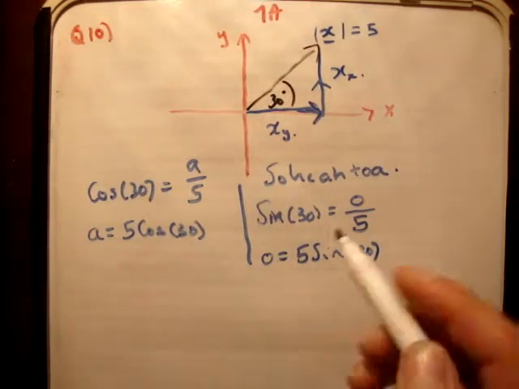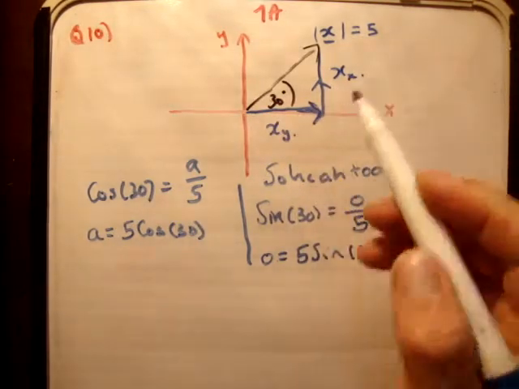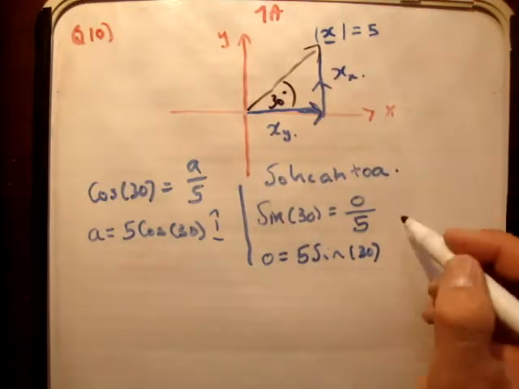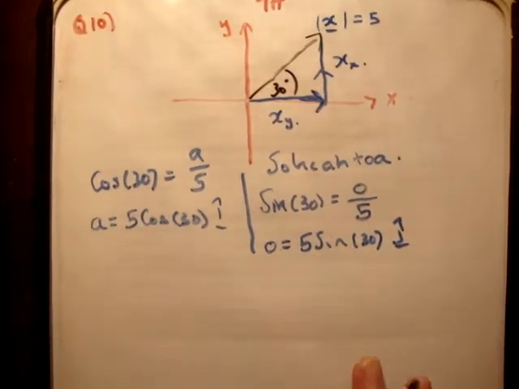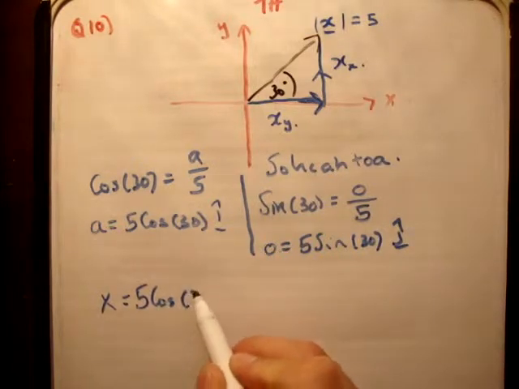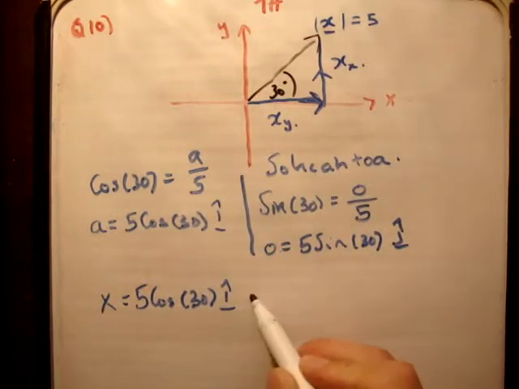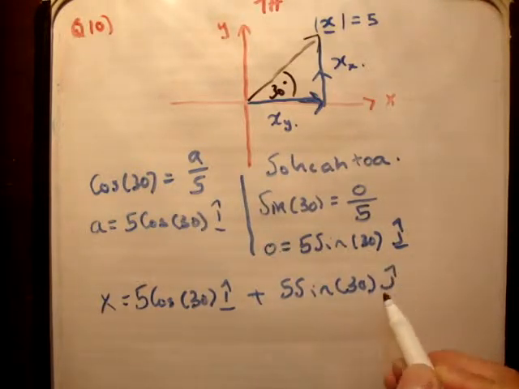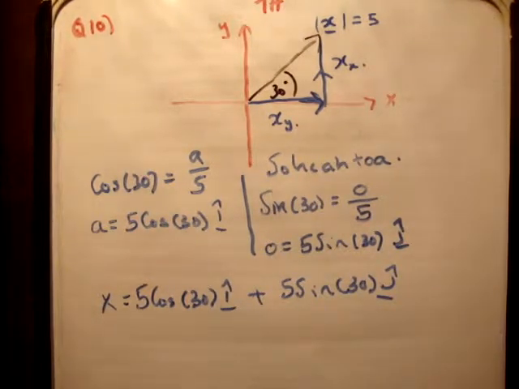Now this adjacent is along here, it's in the i hat direction, and the opposite is in this direction, so it's in the j hat direction. And as a result you can say that x is equal to 5 cos 30 i hat plus 5 sine 30 j hat. Now an important thing here is to know why I'm able to say plus, and the reason is as follows.